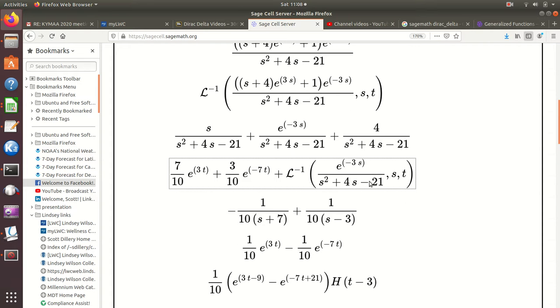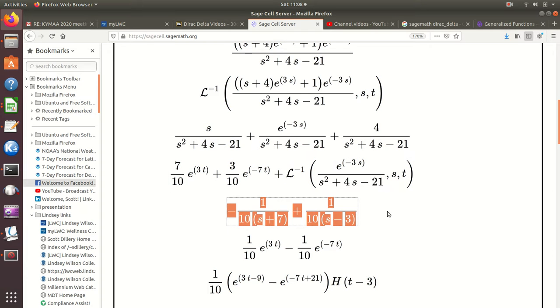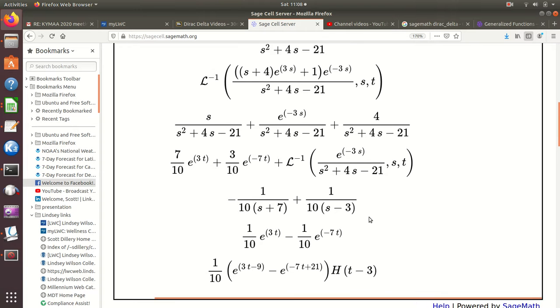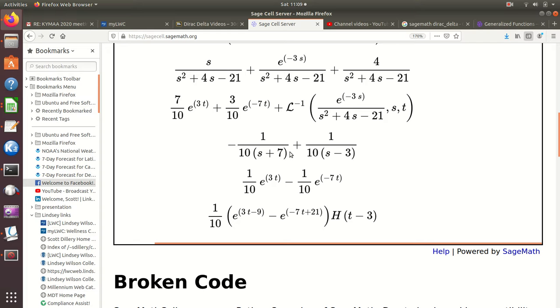And so just like before, I simply took the bottom, well, in this case the bottom, because it's just 1 times e to the minus 3s. But so I took everything except the e to the minus 3s, and I did the Laplace transform of that, and we see that we get exactly what we did when we did it ourselves. We get the minus 1/10 times the 1 over s plus 7, and we get the plus 1/10 times the 1 over s minus 3. So then I do the inverse Laplace transform of that, and this is the unshifted answer to this thing up here.